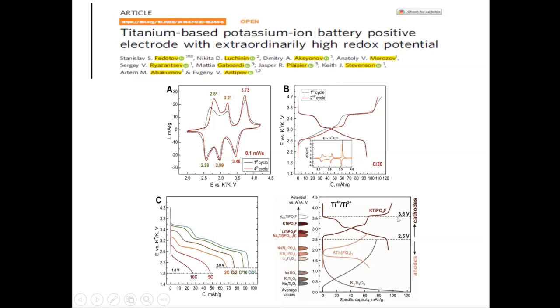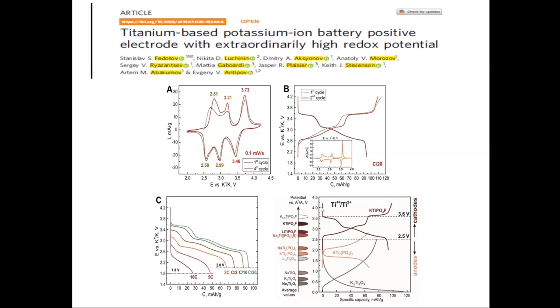And so what's shown in this energy diagram in the bottom is this idea, again, of compositional substitutional control by making solid solutions with more electronegative elements to raise the voltage of, in this case, the titanium redox couple, to make it a more effective cathode than it is an anode.